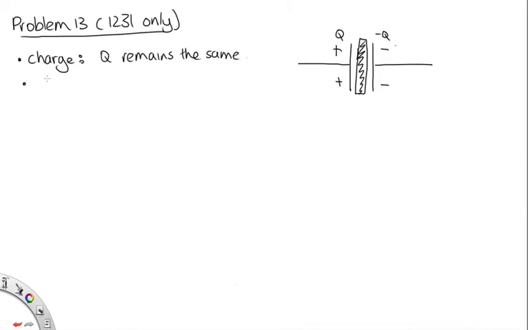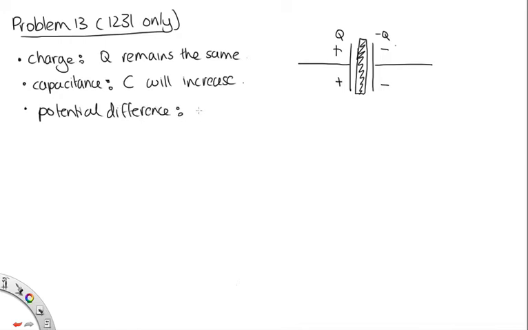We're asked to explain what happens to the capacitance. Well, dielectrics are designed to increase the capacitance, so C will increase. Then we're asked what happens to the potential difference. So we have C is equal to Q on V. If this is remaining constant and this is increasing, then the voltage must decrease. So voltage decreases.